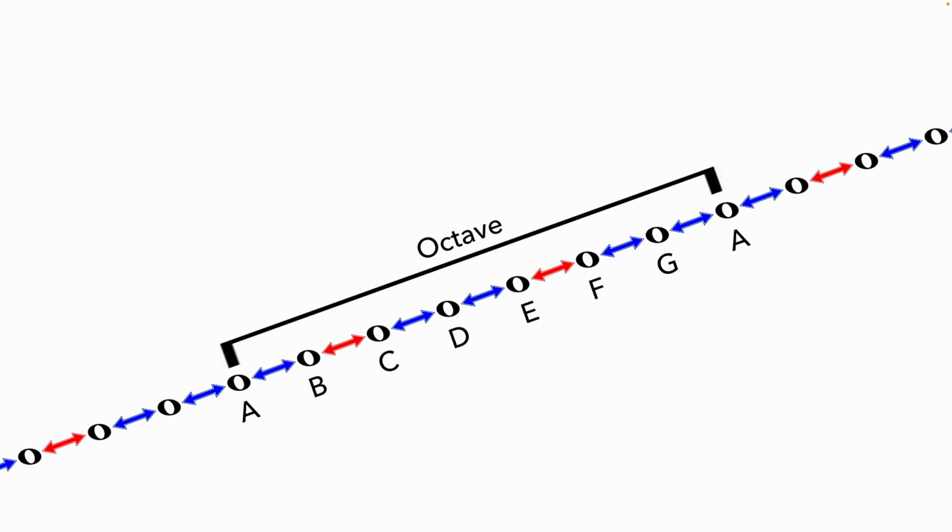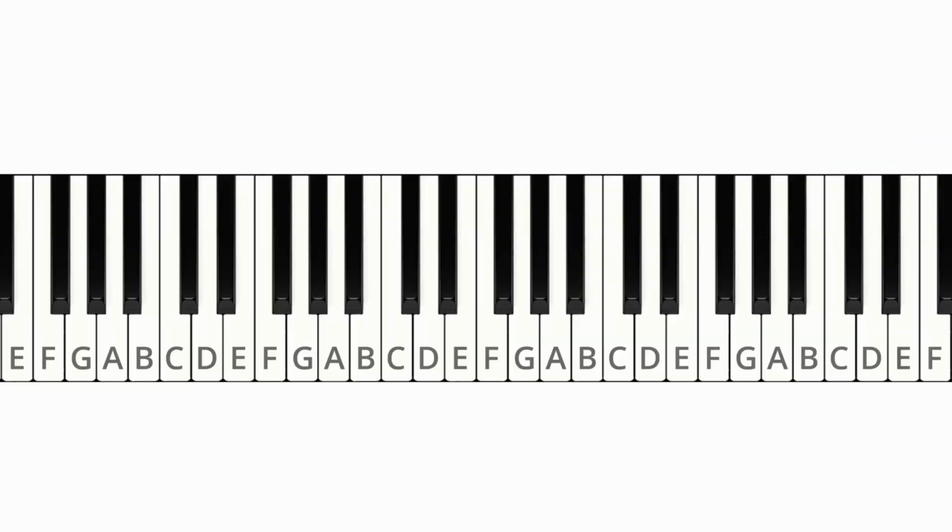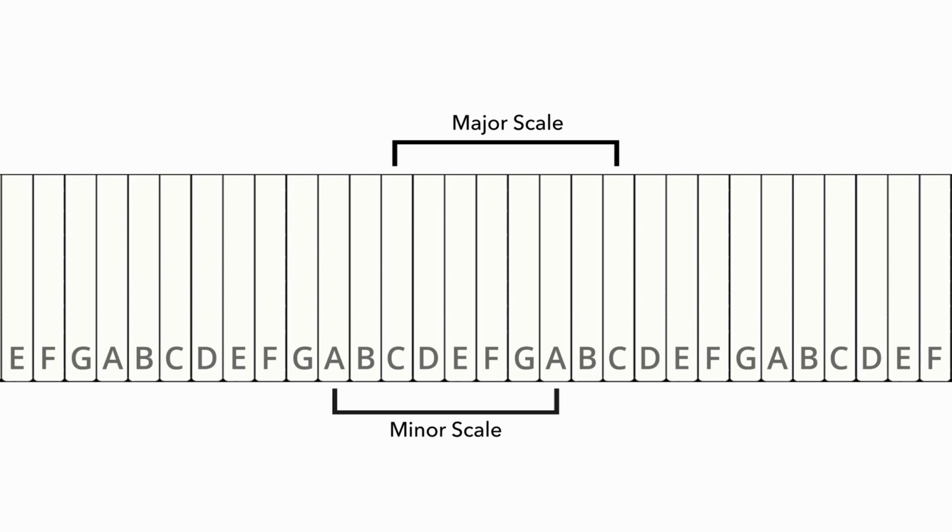So, as you might have guessed by now, the layout of the keys on the piano corresponds to the structure of the diatonic scale. Using only the white keys, we can play all 7 diatonic scales, including the major and minor scale. And it's very well possible to write beautiful music with just these 7 notes.